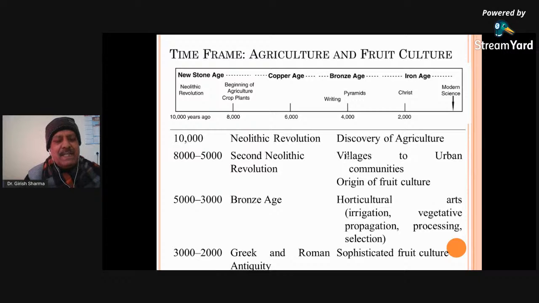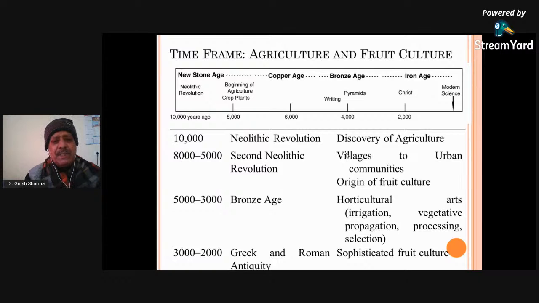To begin with the topic, a small introduction: how fruit culture advanced from nomadic to the present day, from Stone Age to modern science. Almost about 10,000 years ago, during the Neolithic Revolution, the agriculture process started. Though not in a scientific way, but still the process started. Thereafter, from 8,000 to 5,000, the second revolution took place, and here the villages to urban communities started developing.